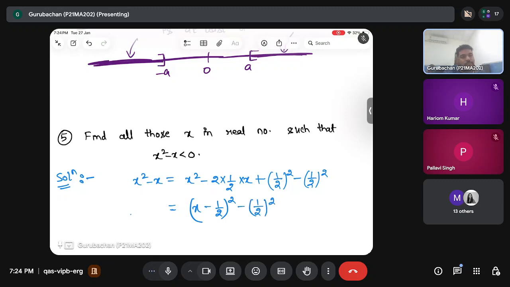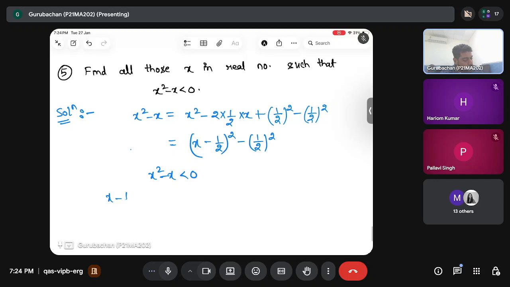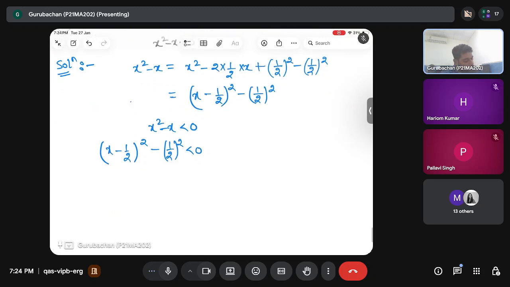Is it clear till now? You are given that x square minus x is less than 0. So it can be written as x minus half whole square minus half square, less than 0. So a square minus b square, how can you write it? a plus b into a minus b. So this will give you x into (x minus 1) less than 0.